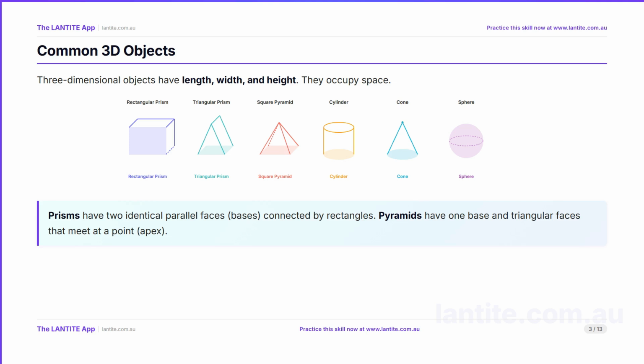Three-dimensional objects have length, width, and height. They occupy space in the real world. The main categories you need to know are prisms, pyramids, and curved solids. A prism has two identical parallel faces called bases, connected by rectangular faces. A rectangular prism is a box shape, and a triangular prism looks like a tent or a Toblerone box. A pyramid has one base and triangular faces that all meet at a single point called the apex. Then there are curved solids like cylinders, cones, and spheres. Make sure you can name them confidently for the LANTITE.